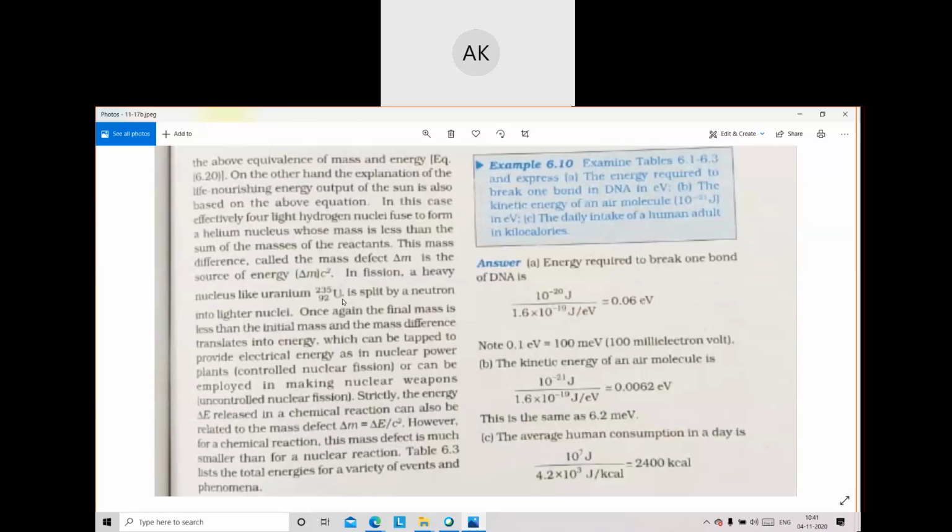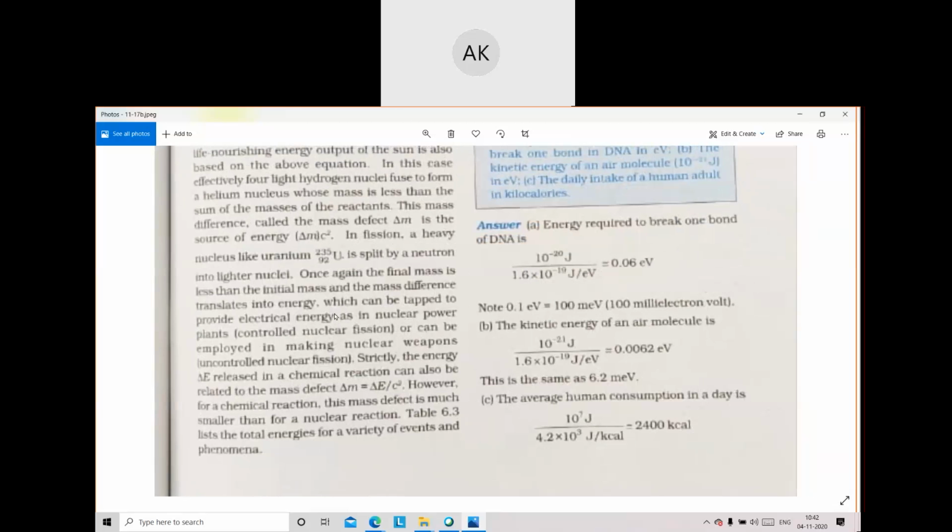So I'll explain. First, the fission reaction is taking place. What is fission? A heavy nucleus of uranium splits into lighter nuclei by being hit with a slow moving neutron. So when a neutron hits a heavy nucleus of uranium, it splits into two lighter nuclei like barium, krypton, etc. The product mass is found to be less than the reactant mass, and that mass is converted into energy according to which formula? E equals mc square, Einstein's mass energy equivalence. So mass is converted into energy.